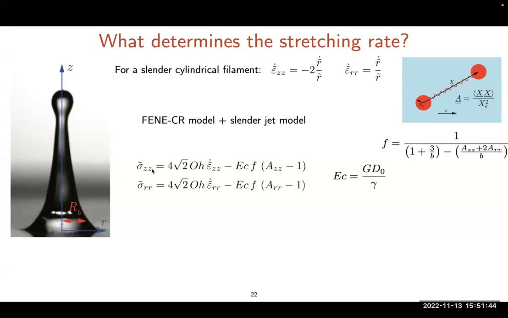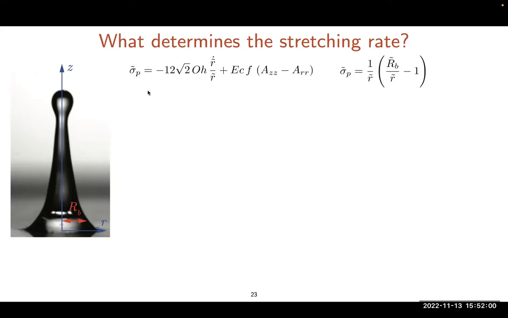And this is how the polymer stresses are written, where EC is the elastocapillary number given in this form here, where G is the elastic modulus. This is the expression for the polymer stress that we get from the constitutive equation. So we have the expression of the polymer stress from the constitutive equation, and from the dynamics itself, we can equate these two terms to get this expression.